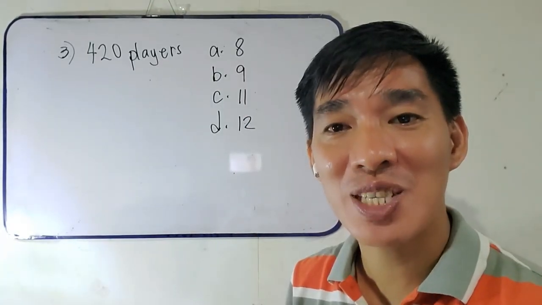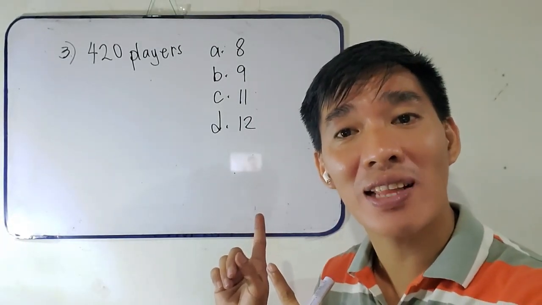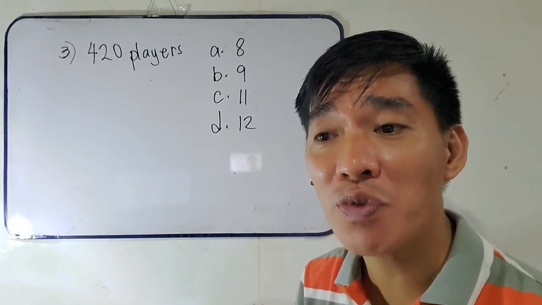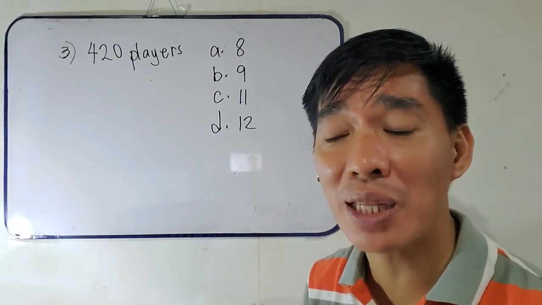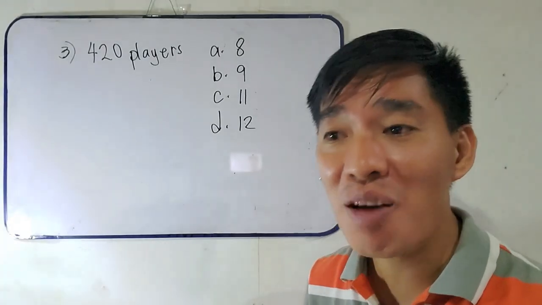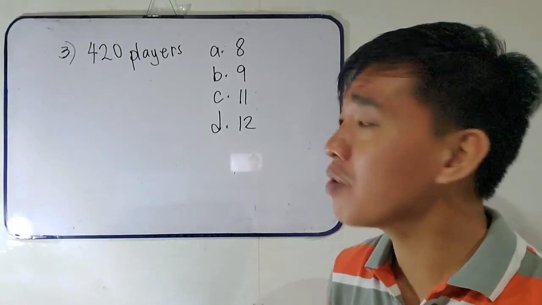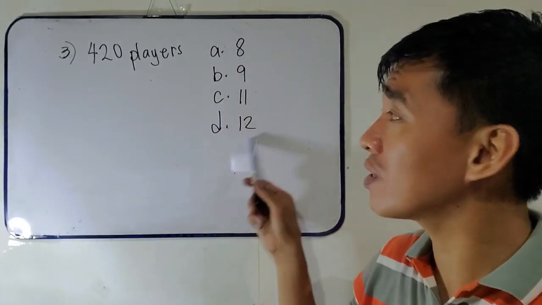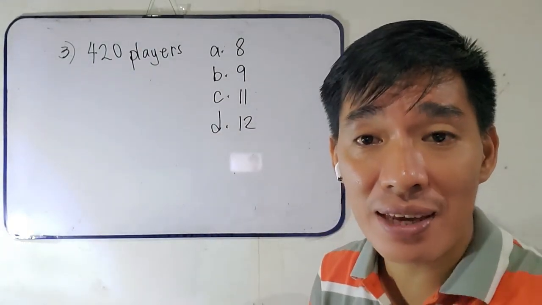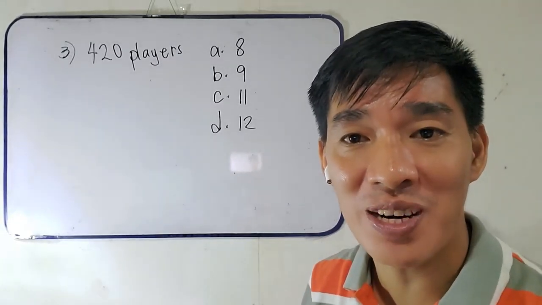Let us now proceed to item number 3. I know that this one is very challenging to you. So the problem here says that around 420 players join in the volleyball tournament. Each team should have the same number of players. How many players could there be on a team? So from among the choices here, none could divide 420 evenly. So let us just skip that number and proceed to number 4.